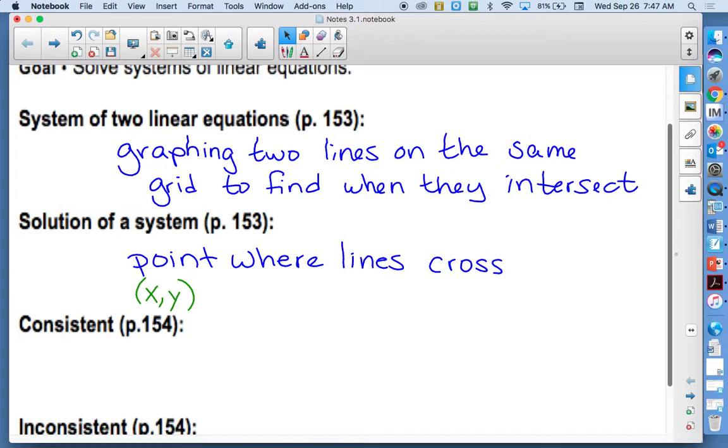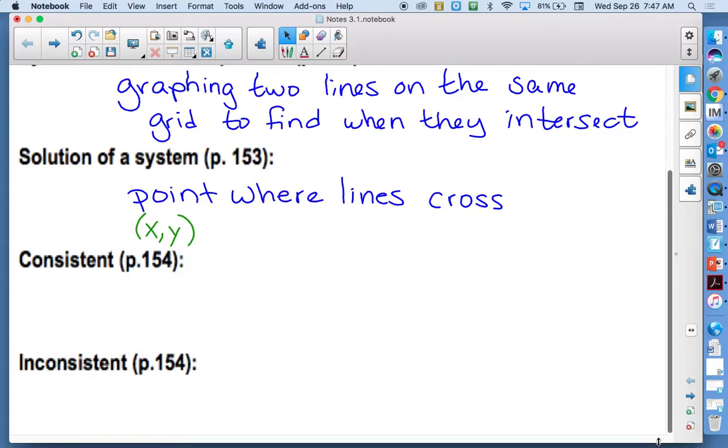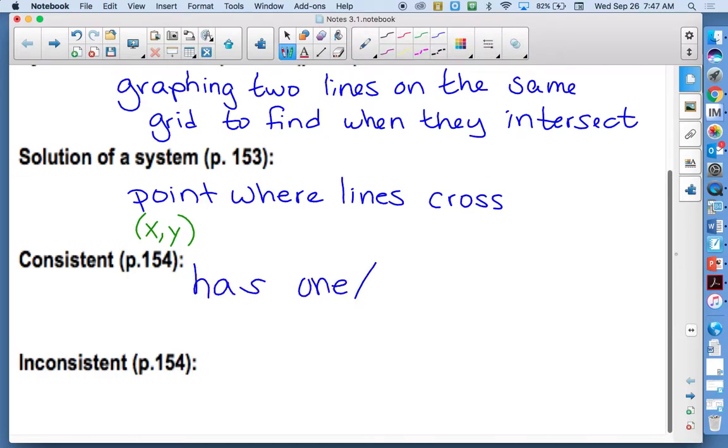So there are two other terms that might not be as familiar to you, and that's called consistent versus inconsistent. And this refers to systems. So systems are one or the other. And a system is graphing two lines. So now we're graphing two lines, not just one. A consistent system has a solution. Or it could have many solutions. We'll look at cases where it has one, where it has many.